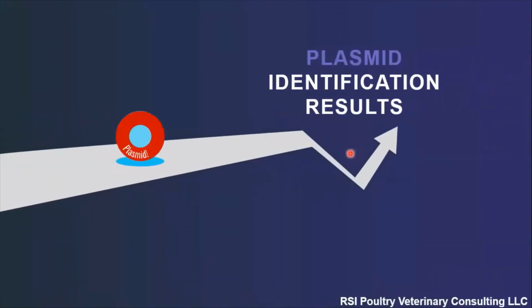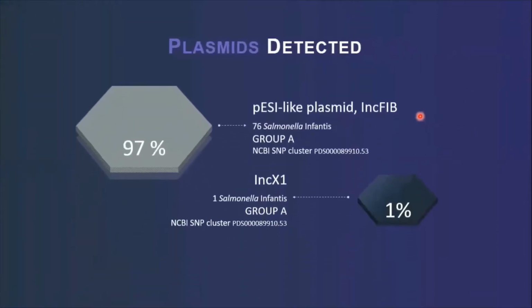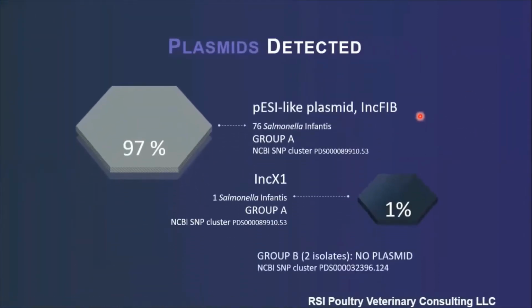Plasmid identification results. 2 plasmids were detected. The plasmid of the emergent Salmonella Infantis clone, also named incompatibility F1b plasmid, was detected in 97% of the isolates. And an incompatibility X1 plasmid was detected in 1 isolate, which also carried the plasmid of the emergent Salmonella Infantis clone. The 2 remaining isolates did not carry any plasmid.